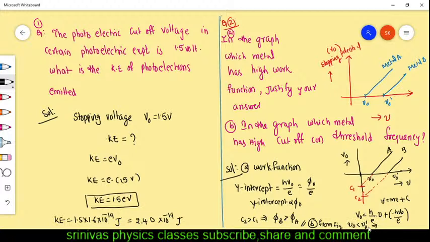Which one has high cutoff frequency? The first question is what? High work function. High work function is for metal B. Is it right? Answer: metal A or metal B? Metal B. High threshold frequency. The point where it cuts the x-axis is called the threshold frequency. Metal B has high threshold frequency. Is it correct?